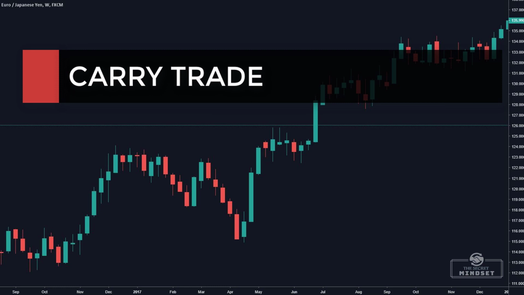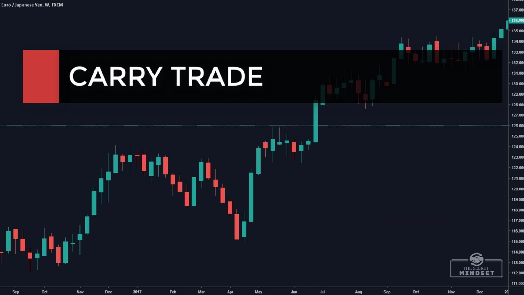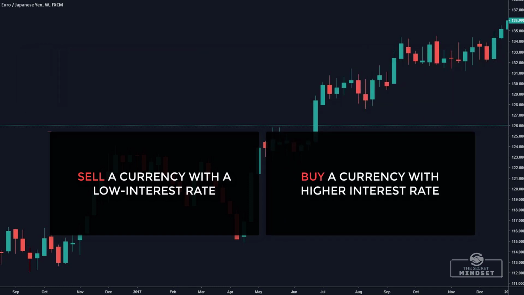The carry trade is an interesting Forex long-term strategy that is based on the difference in interest rates around the world. It's a strategy through which a position trader sells a certain currency with a low interest rate and uses the funds to buy another currency that generates a higher interest rate.